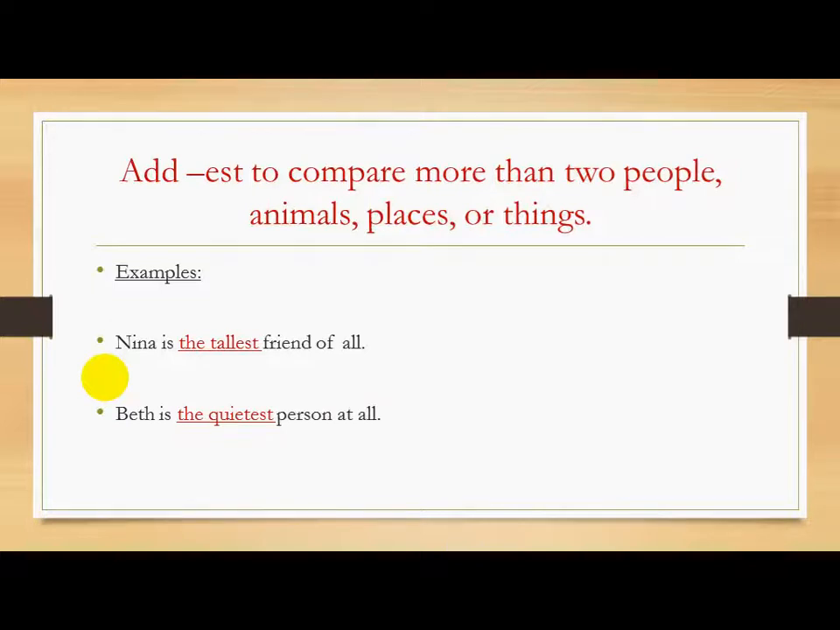So what should we put? We should put est to the adjective, it will be tallest, and there should be the before the tallest, it will be the tallest. Beth is the quietest person at all. Here I'm comparing between Beth and all the others. So I will put est to quiet, and the. It will be Beth is the quietest person at all.